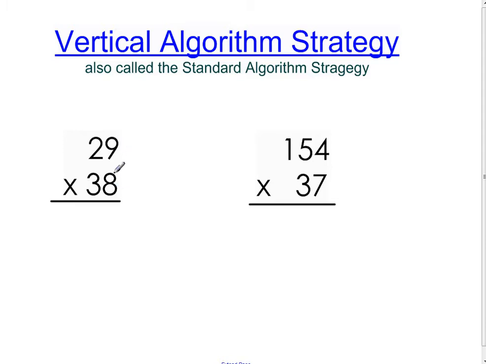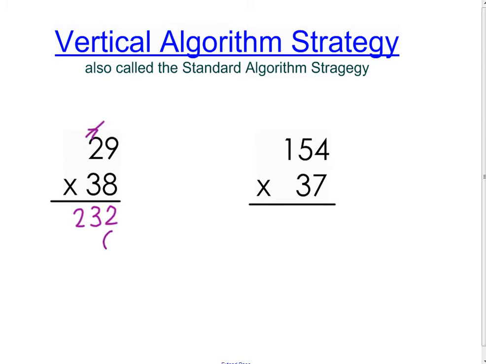So 8 times 9 is 72. We put our 2 here and regroup the 7. That shows us 72. 8 times 2 is 16, plus 7 more is 23. Now we're going to cross off this regrouped 7 so we don't use it again.